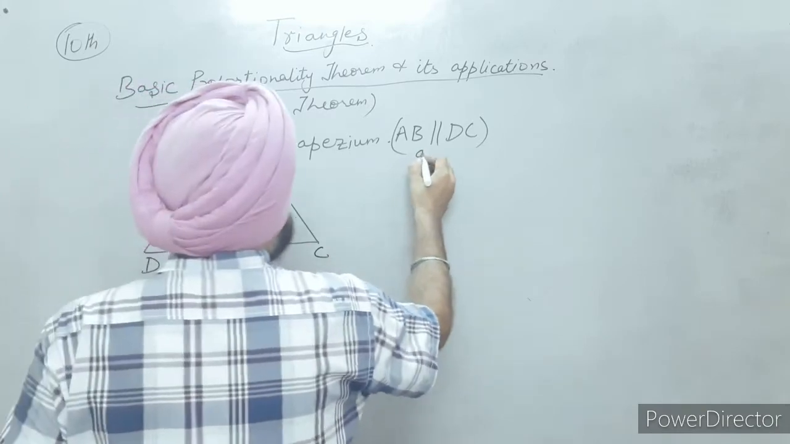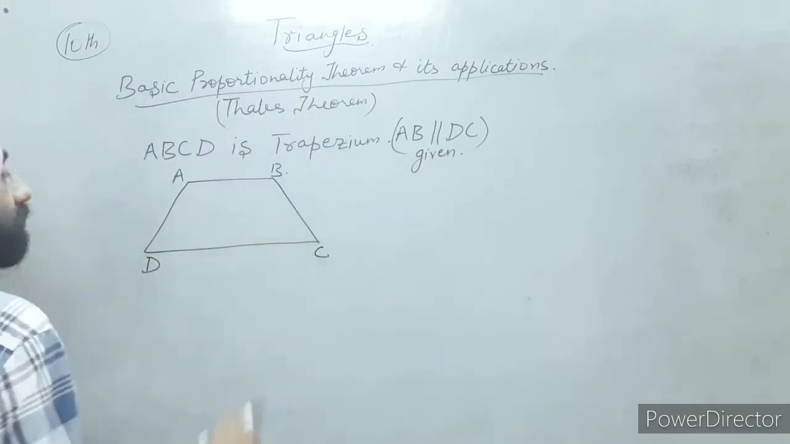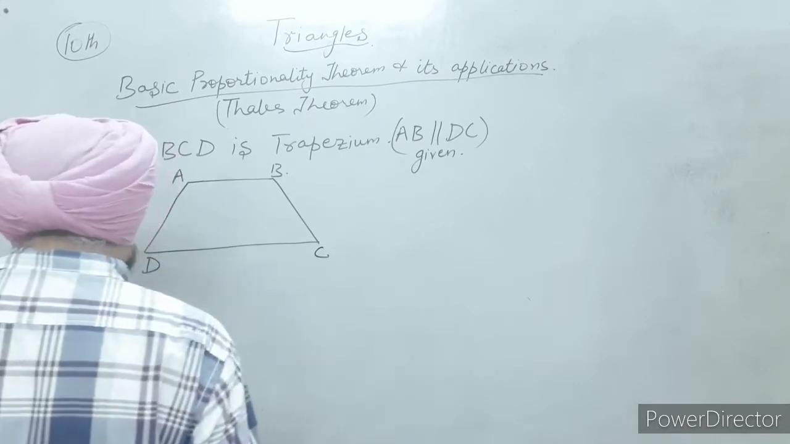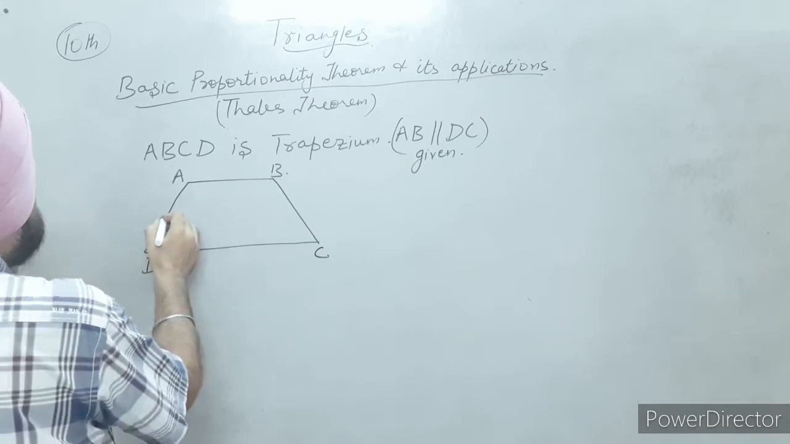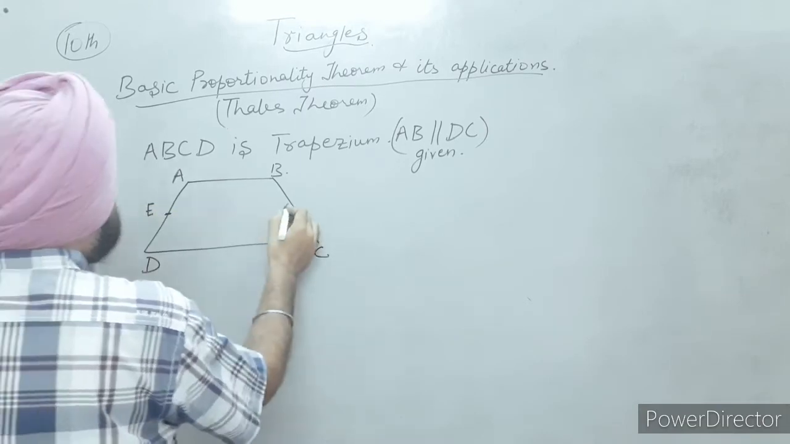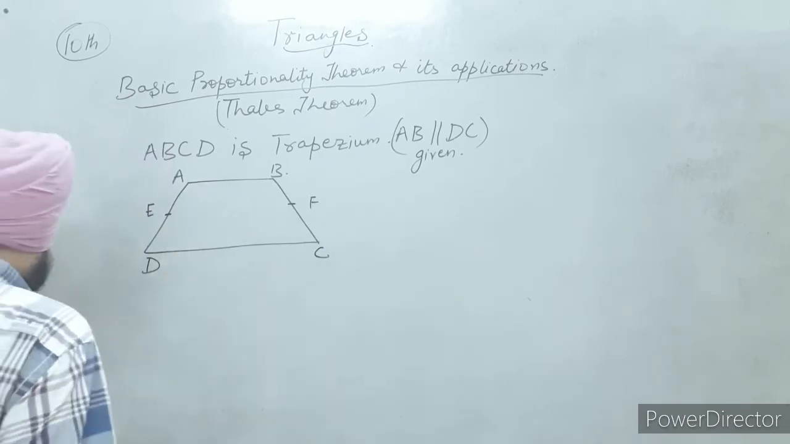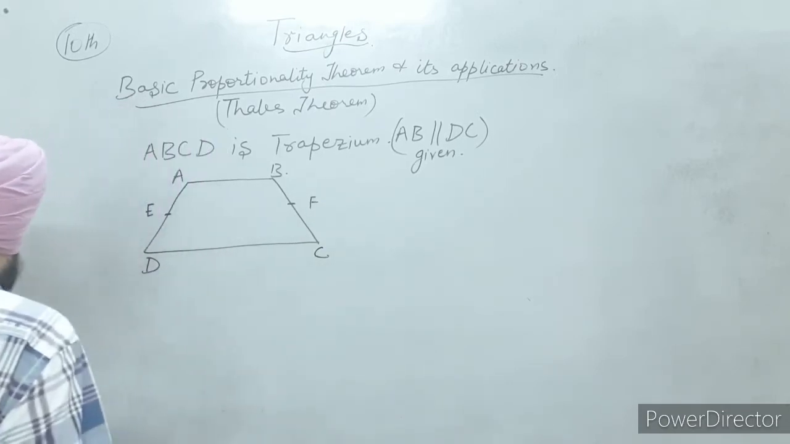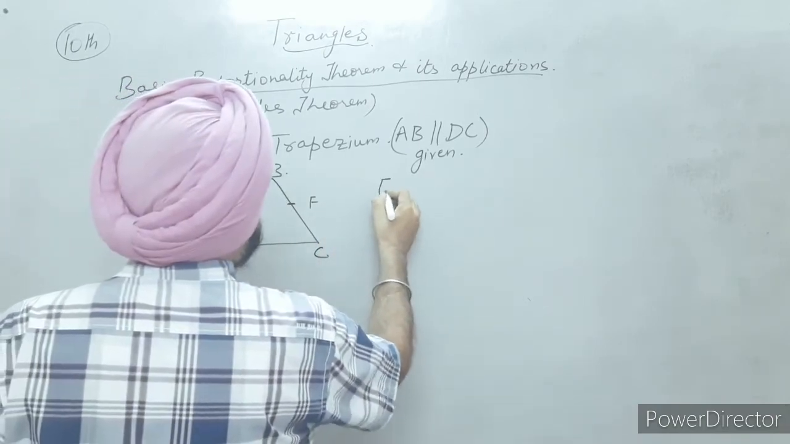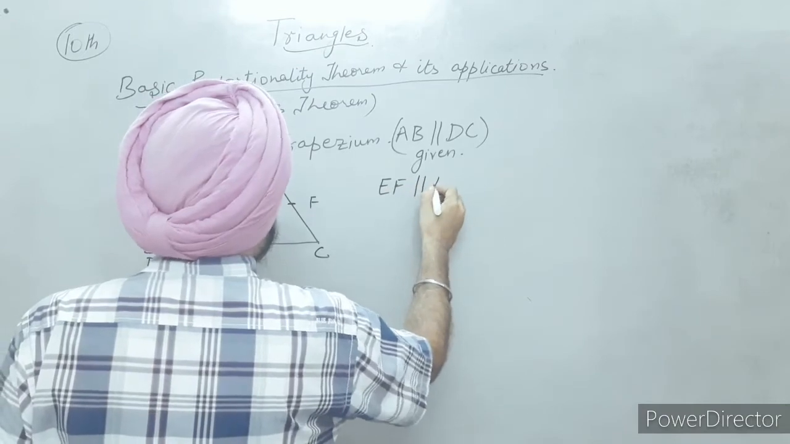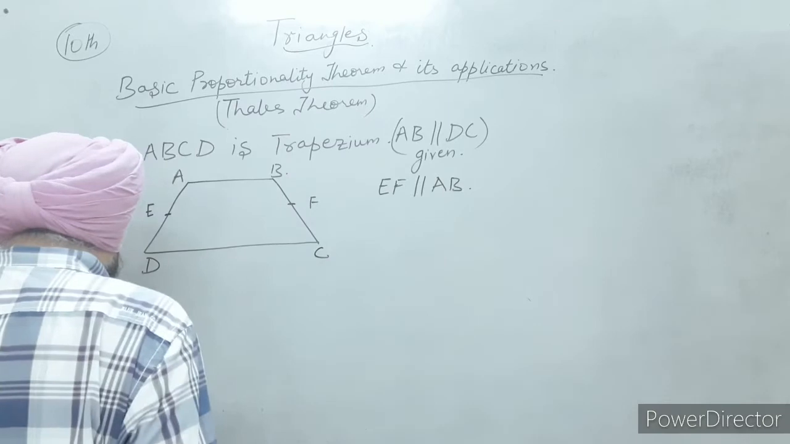It is given to us that ABCD is a trapezium. Now E and F are the points on non-parallel sides. E is a point on this side, F is a point on this side. These are non-parallel sides, AD and BC, right? Such that EF is parallel to AB. This is also given. EF is parallel to AB.